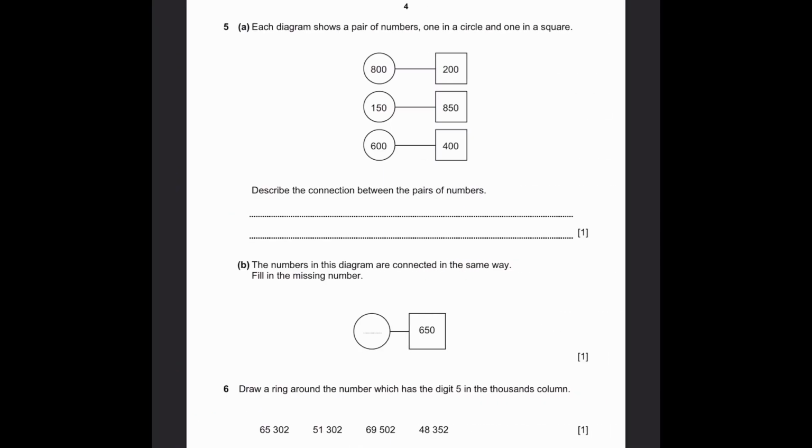Question 5. A. Each diagram shows a pair of numbers, one in a circle and the other in a square. Describe the connection between the pairs of numbers. So when we add 800 and 200, we get 1000. When we add these two, we get 1000. When we add these two as well, 1000. So the sum is always 1000. So that means the sum of connected numbers is always 1000.